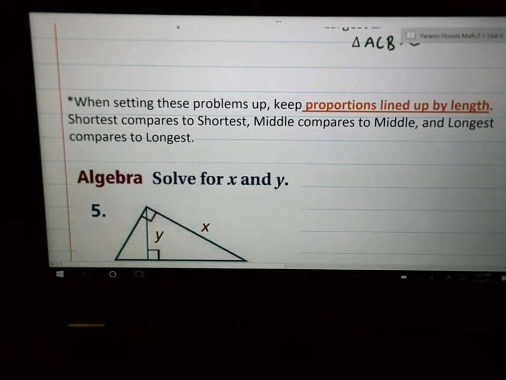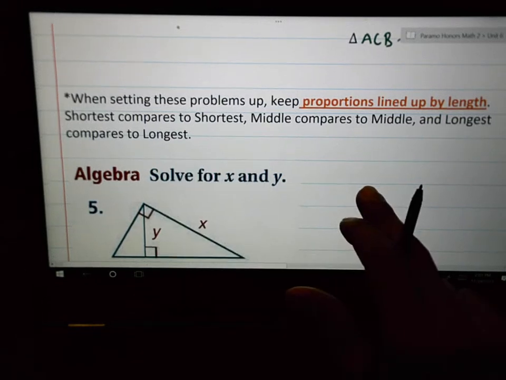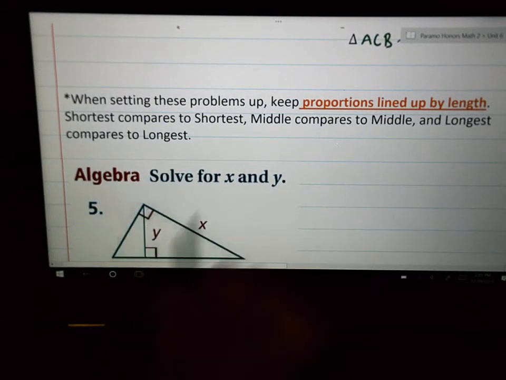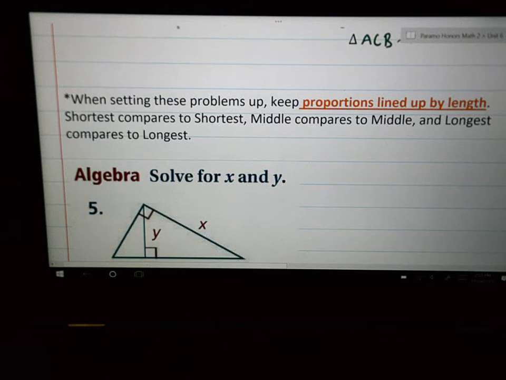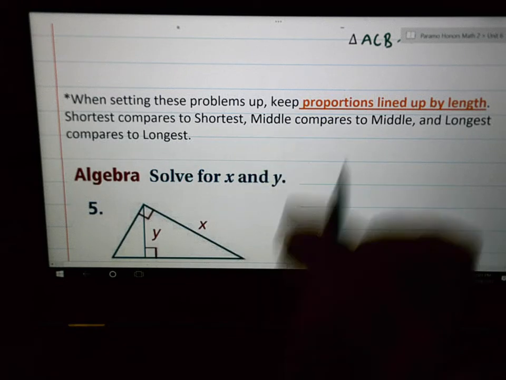And you've pressed Enter again, and now we're coming back. When setting up these problems, keep proportions lined up by length. Shortest compares to shortest, middle compares to middle, and longest compares to longest. In all of the problems that you have to do today, this is the most important idea.